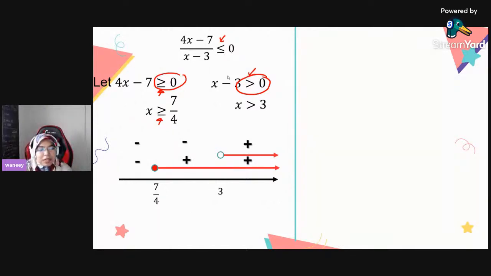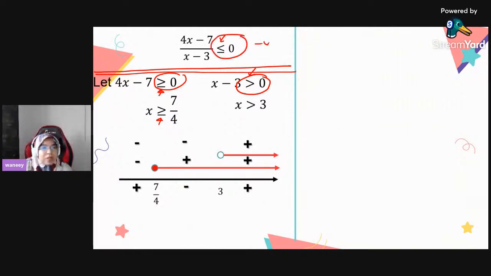And then we should do the conclusion. So negative times negative is positive. Negative positive is negative. Positive positive positive. And then we should check the simplest inequalities or the last inequality before this step. That is less than 0. So I'm looking for a negative answer. So negative answer will be somewhere in between. So this one should be 7 over 4 up until 3. So a closed bracket at 7 over 4 and empty bracket at 3.